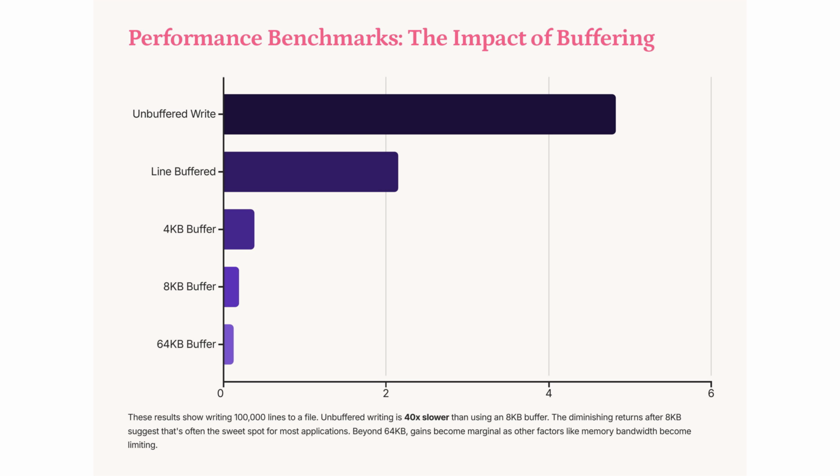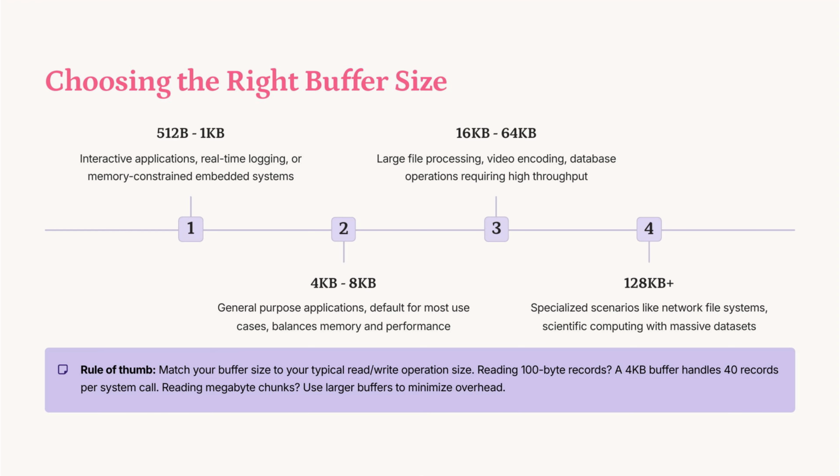Performance benchmarks reveal that unbuffered writes are significantly slower, up to 40 times, compared to using an 8 kilobyte buffer. This size often hits the sweet spot for efficiency, as gains diminish beyond 8 kilobytes. Larger buffers, like 64 kilobytes, offer marginal improvements due to memory bandwidth constraints. Choosing the right buffer size is crucial for performance.